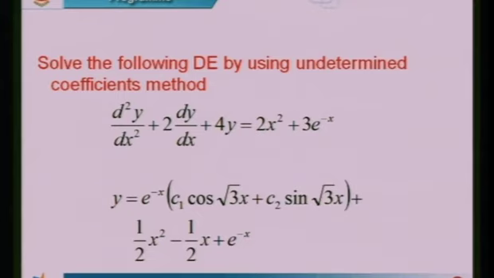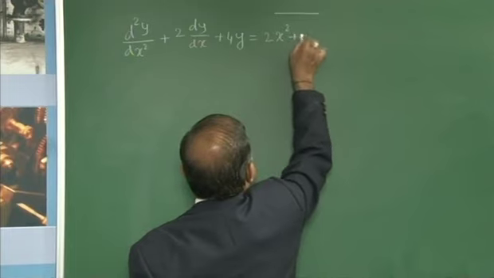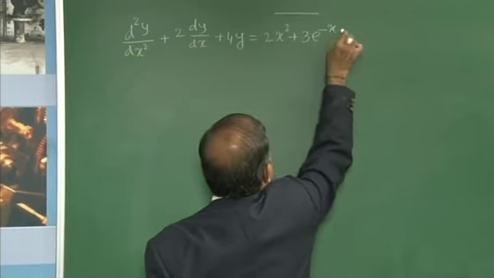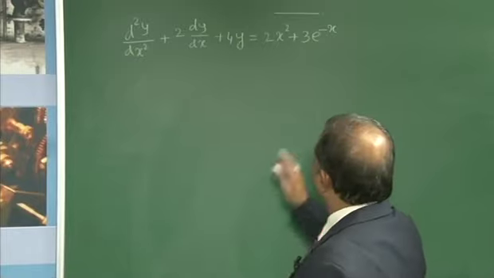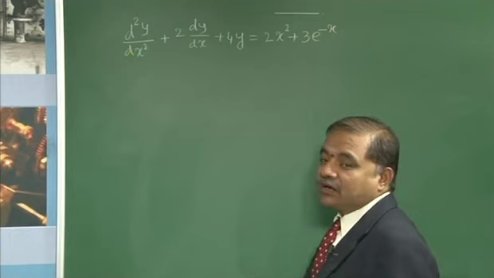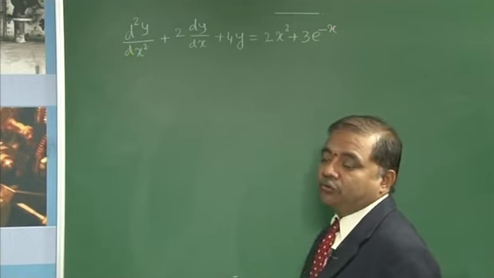Let us see the first question. d square y by dx square plus 2 dy by dx plus 4y is equal to 2x square plus 3 e power minus x. The problem is a summation or combination of type 1 and type 2.